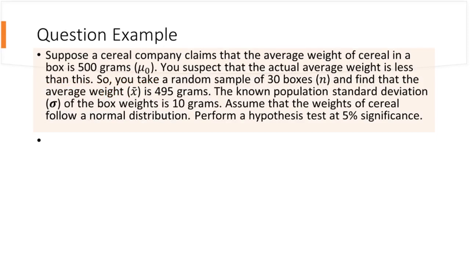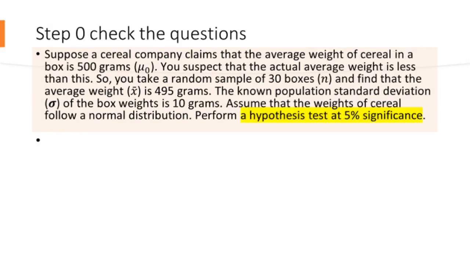During the exam, you may find this question. Suppose a cereal company claims that the average weight of cereal in a box is 500 grams, mu0. You suspect that the actual average weight is less than this. So, you take a random sample of 30 boxes, n, and find that the average weight, x bar, is 495 grams. The known population standard deviation, sigma, of the box weights is 10 grams. Assume that the weights of cereal follow normal distribution. Perform a hypothesis test at 5% significance.